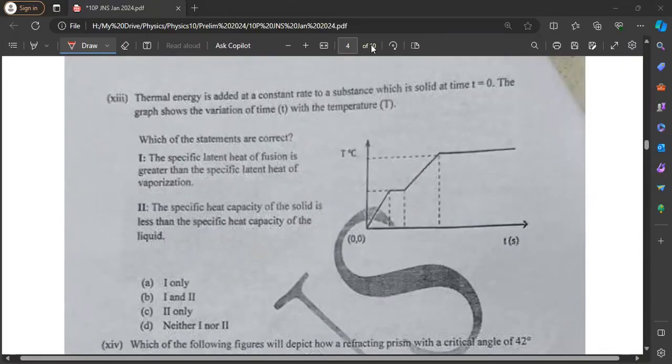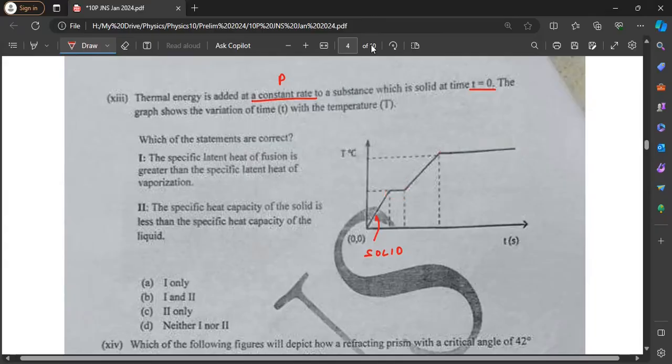Okay, thermal energy is added at a constant rate. That means the power is constant. And this is in a solid state. So this is a solid when time is 0. The graph shows the variation of time with temperature. Which of the following statements is correct? The specific latent heat of fusion, so they are talking about this area, is greater than the specific latent heat of vaporization. So this is the specific latent heat of vaporization.